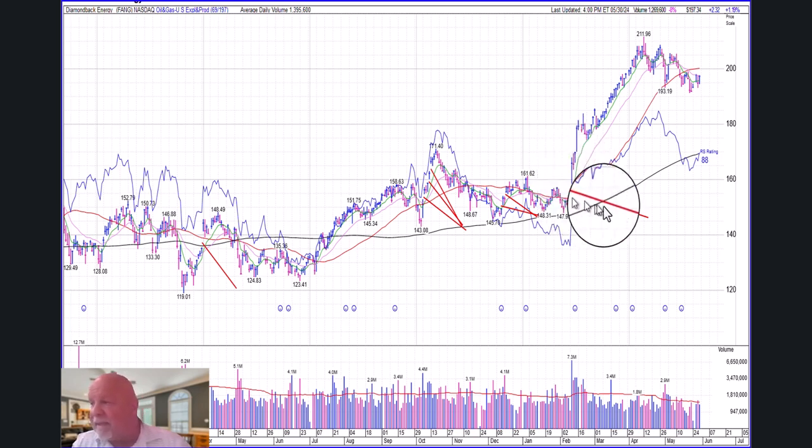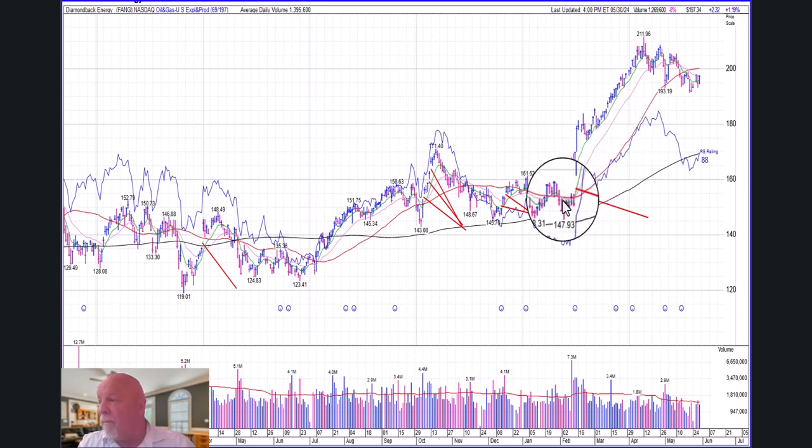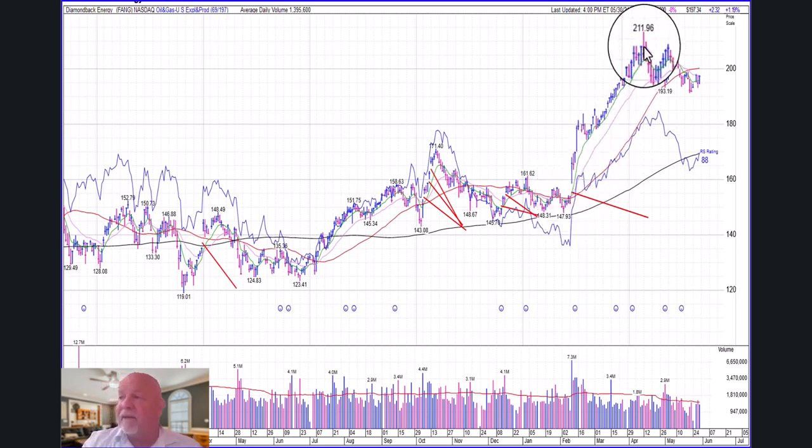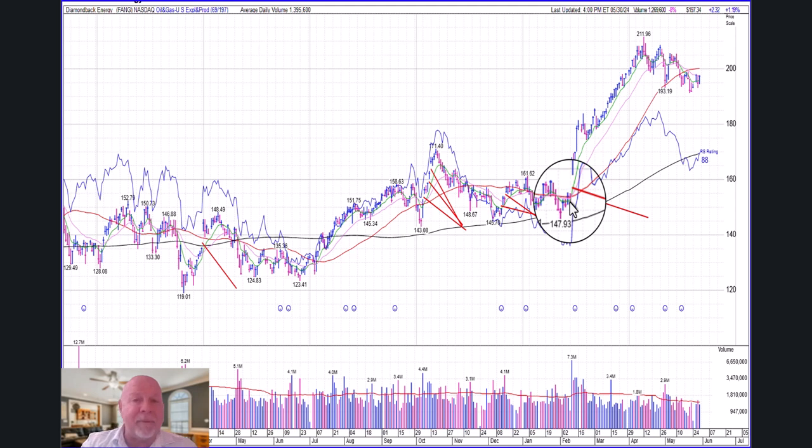So then you see this last gap on this chart. It's a breakaway gap, and off the stock goes from $150 something to $211, and it looks like that gap is never going to get filled, right? But it will. It will.